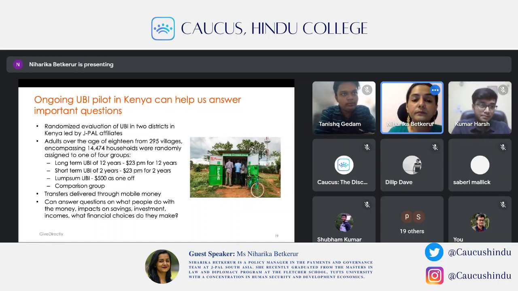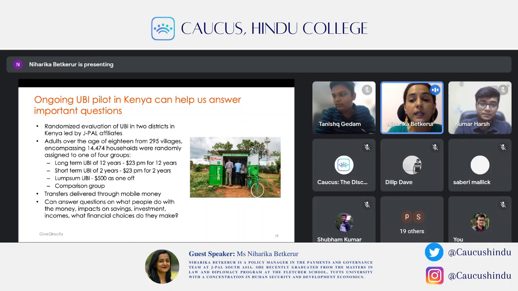So what the researchers hope to answer is, what are people going to do with this kind of money? What do they do with it when you give it as a lump sum versus when you give it as monthly payments? What are the impacts this could have on their savings, their investment, their incomes? What financial choices do they make?